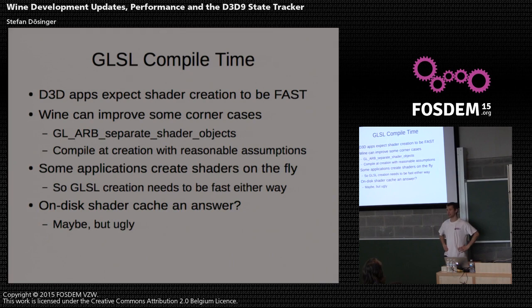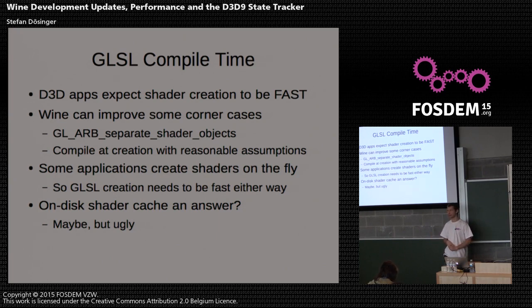Wine has some problems in that area, especially we wait for the game to actually use the shaders for drawing before we create the GLSL shader. One problem is that in some cases the GLSL shader code depends on some external states. The vertex shader and the fragment shader have to be linked together, so we have to wait for the final draw to actually link them.